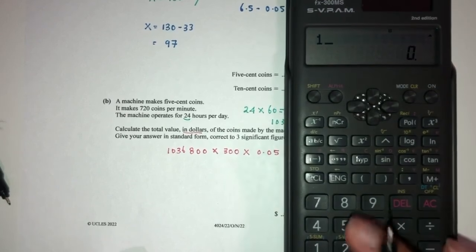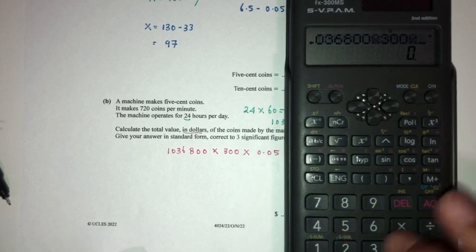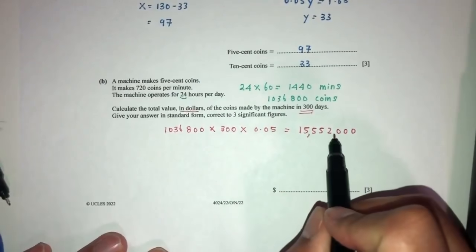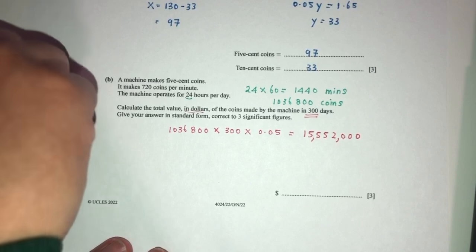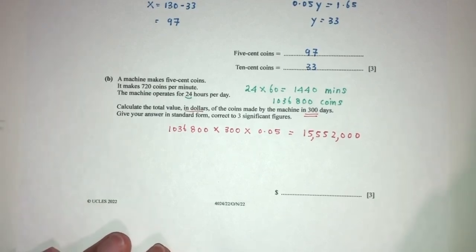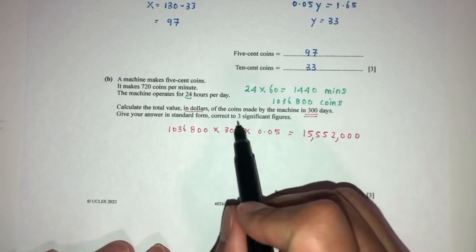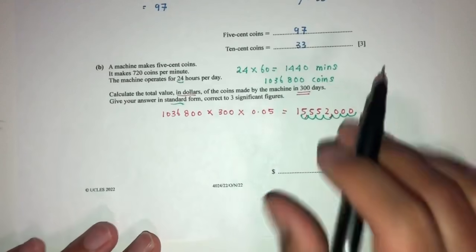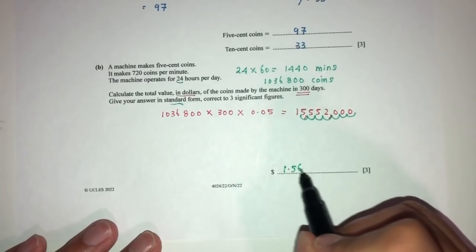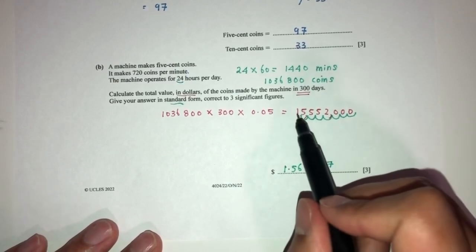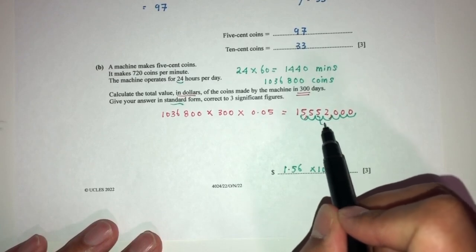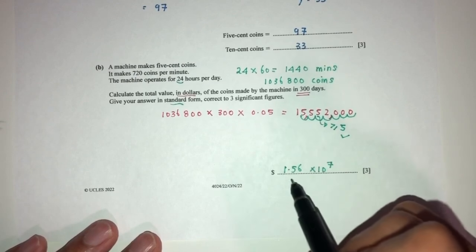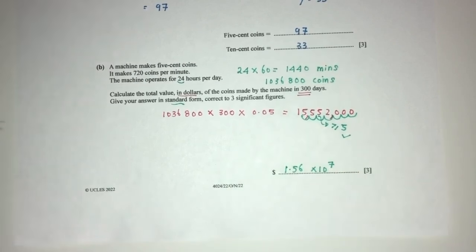So let's double check. 1,036,800 times 300 times 0.05. Yep, that will be that much. That is 15,552,000. Now we have to give you the answer in standard form, correct to 3 significant figures. Standard form. That will be 1, 2, 3, 4, 5, 6, 7. That will be 1.56 times 10 to the power 7. So obviously for 3 significant figures, leave the first 3 by itself, and check if the next digit is equal to or more than 5. The answer is yes. So we have to add 1, so 155 plus 1 will be 156, and the rest will be in standard form.